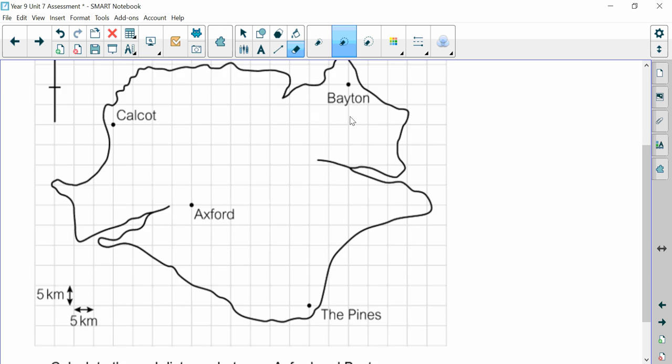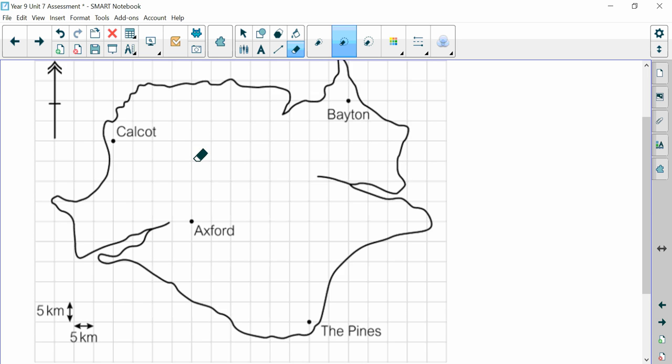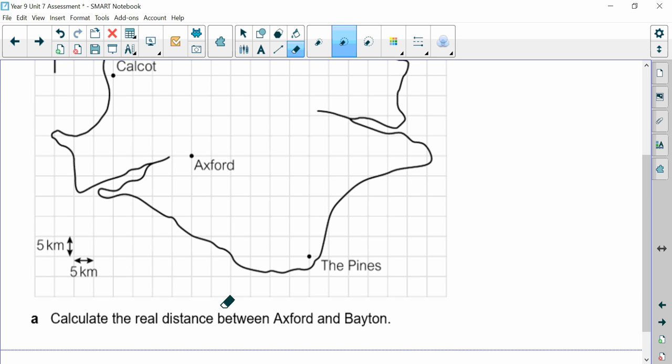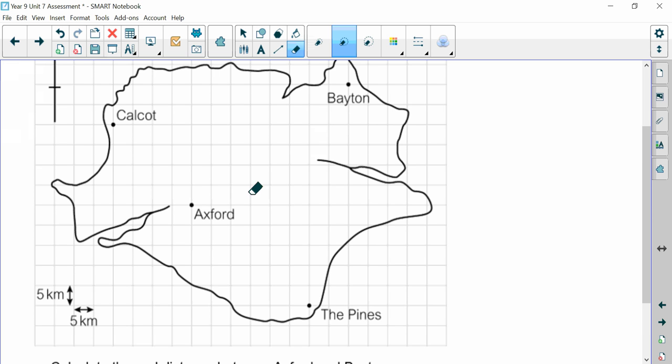Next up, we've got here a map of an island. You've got to calculate the real distance between Axford and Bayton. Axford and Bayton are these 2 points here. Now, this is going to be tricky to do on the screen because actually what you need to do is use either a ruler, but I can show you how to do it using the grids. So what we can see straight away is the scale. Every square is worth 5 kilometers.